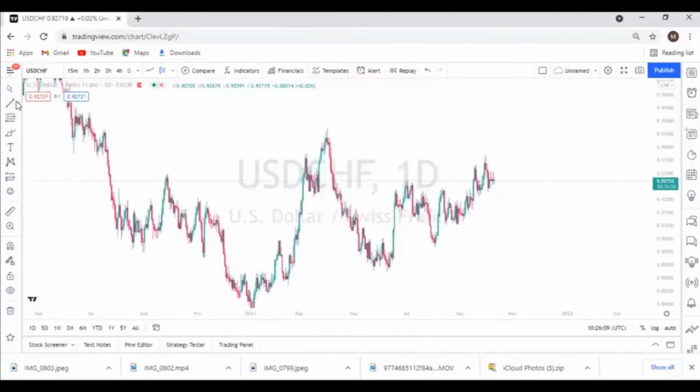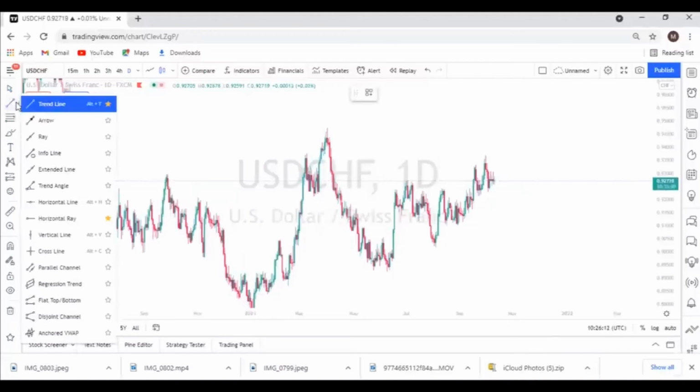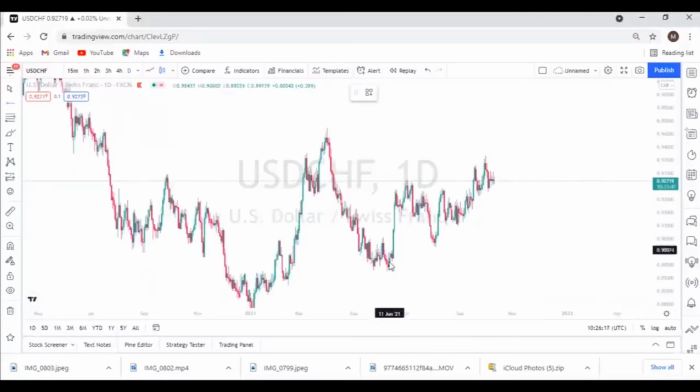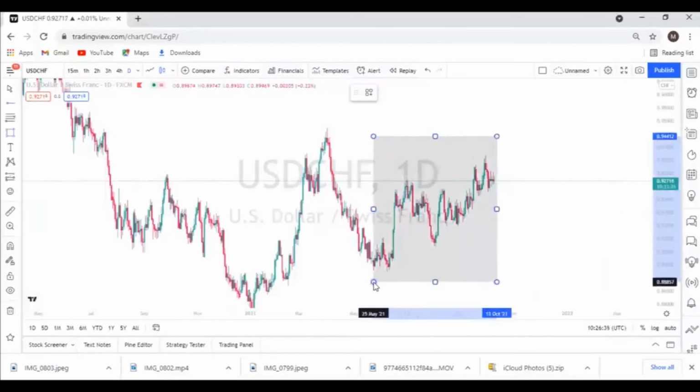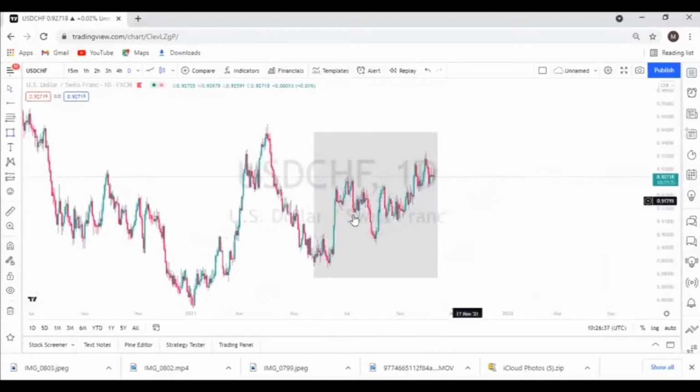Before you draw everything, just try to spot your highest highs, your lowest lows, and so on. We're gonna be focusing on this part right here. Because this is our current market, let me just highlight it so you guys don't make a mistake. So right here, this is our perfect current market. We're gonna be focusing within this gray or shaded area.